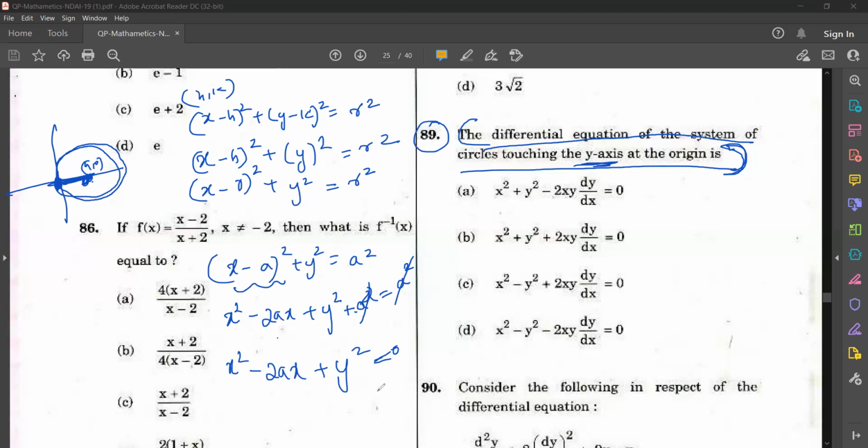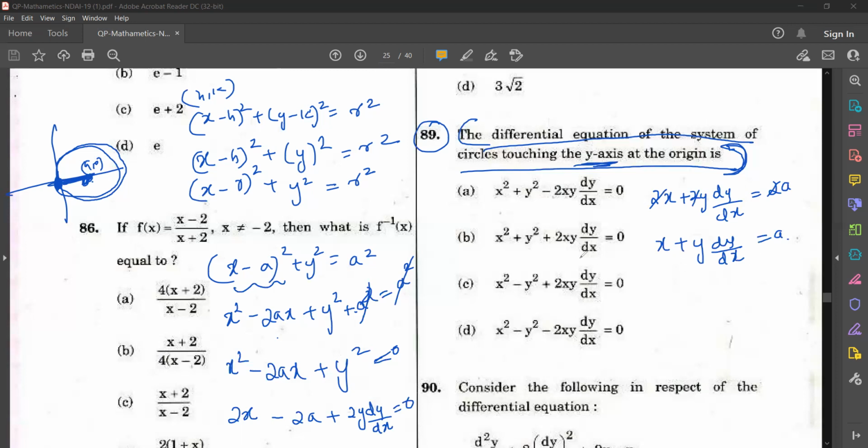Okay. Now I need to take the derivative. Let's just take the derivative. d by dx of x square minus 2ax plus derivative of y square is 2y dy by dx. That is equal to 0. From this, I can write 2x plus 2y dy by dx is equal to 2a. If I take 2 common, this will become x plus y dy by dx equal to a.